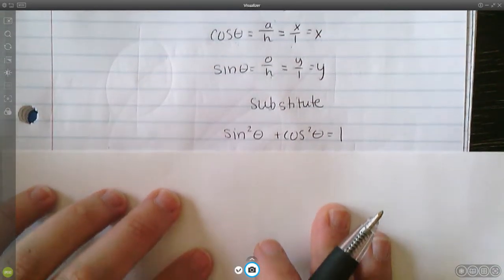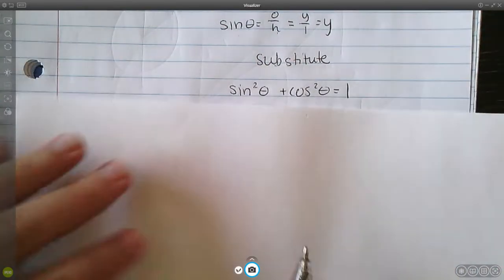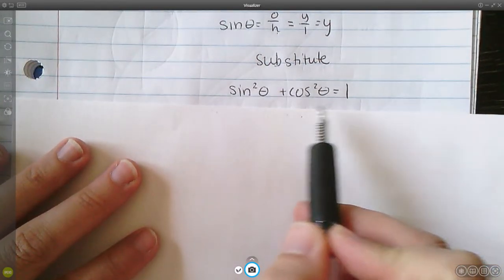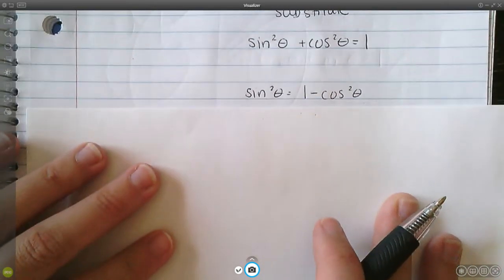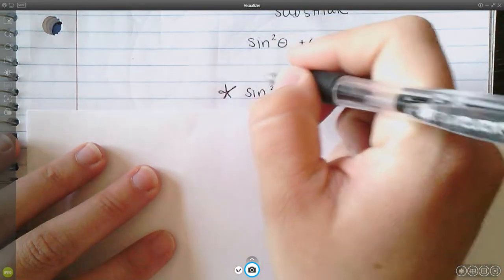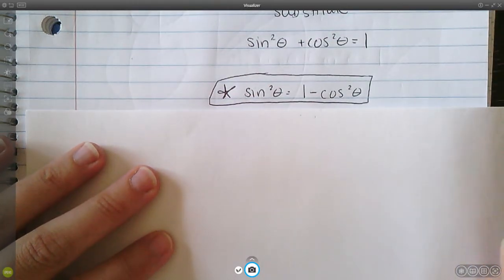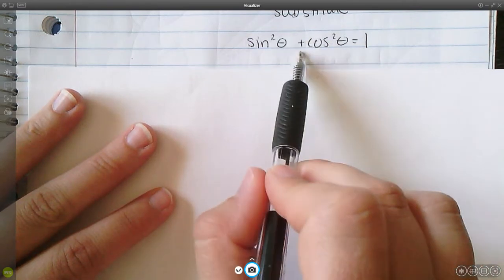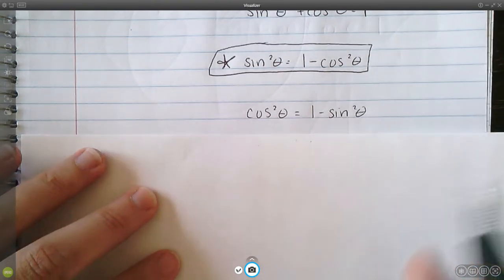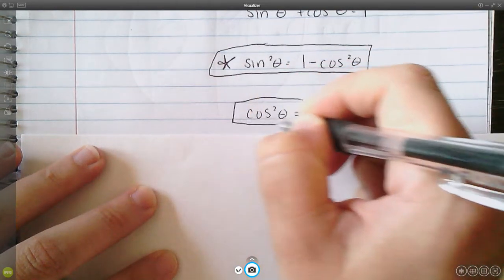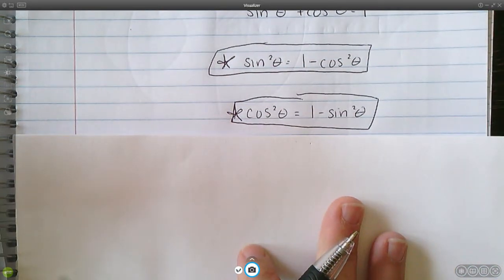The next one we need to write down. Let's say we want to subtract cosine squared from both sides. If I subtract cosine squared here, those go away. And on this side, we have 1 minus cosine squared. This is another part of the Pythagorean identities that I need you to write down. Okay, now let's do this same thing, but subtract sine squared theta from both sides. You're going to end up with cosine squared theta equals 1 minus sine squared theta. So go ahead and write that one down as well.